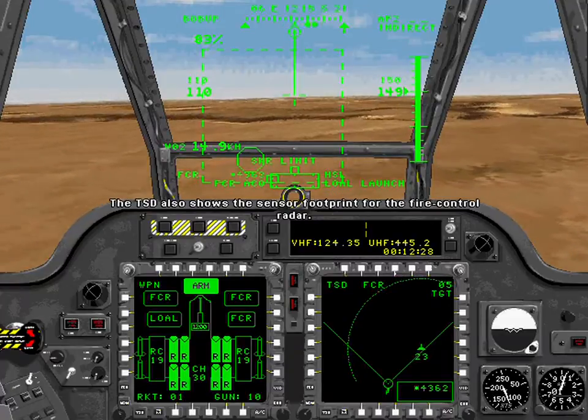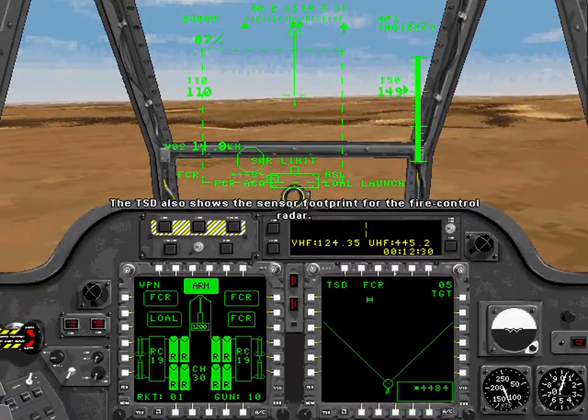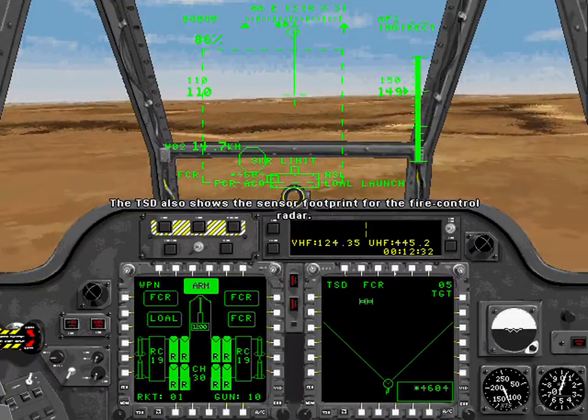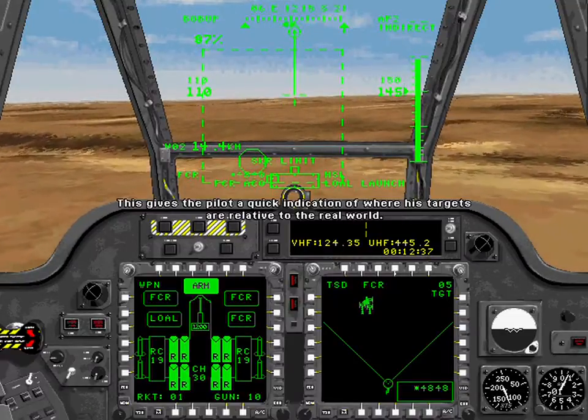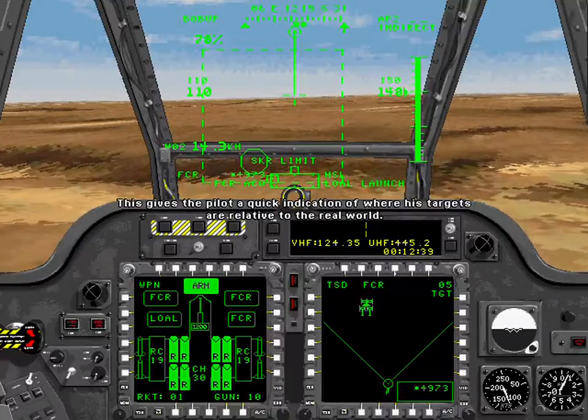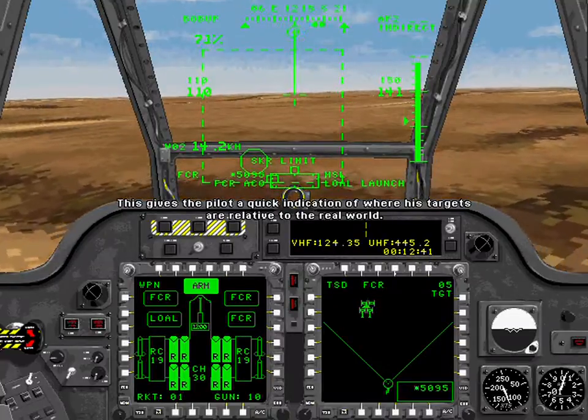The TSD also shows the sensor footprint for the fire control radar. The current line of sight of the TADS is also shown. This gives the pilot a quick indication of where his targets are relative to the real world.